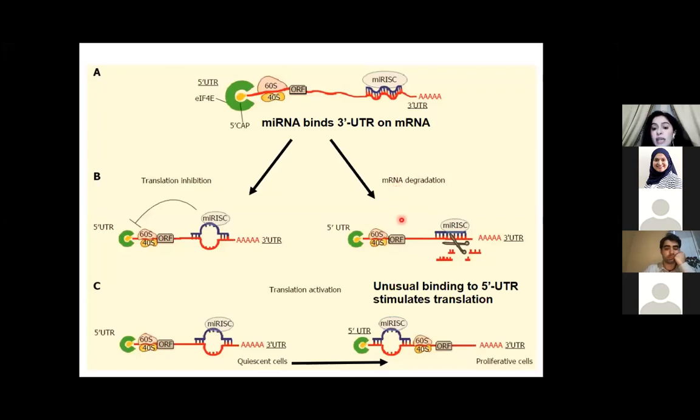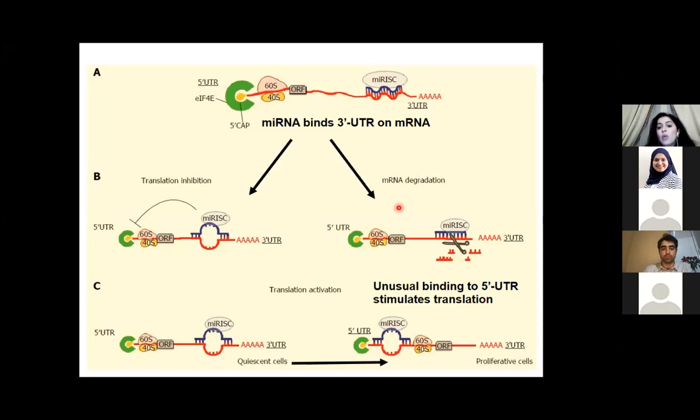If the microRNA targets a messenger RNA for a tumor suppressor gene, it's going to turn the cell to a carcinogenic cell or a cancer cell. If the microRNA targets the messenger RNA of an oncogene, it's going to prevent cancer. So we have both. We have oncogenic microRNAs and we have tumor suppressor microRNAs.